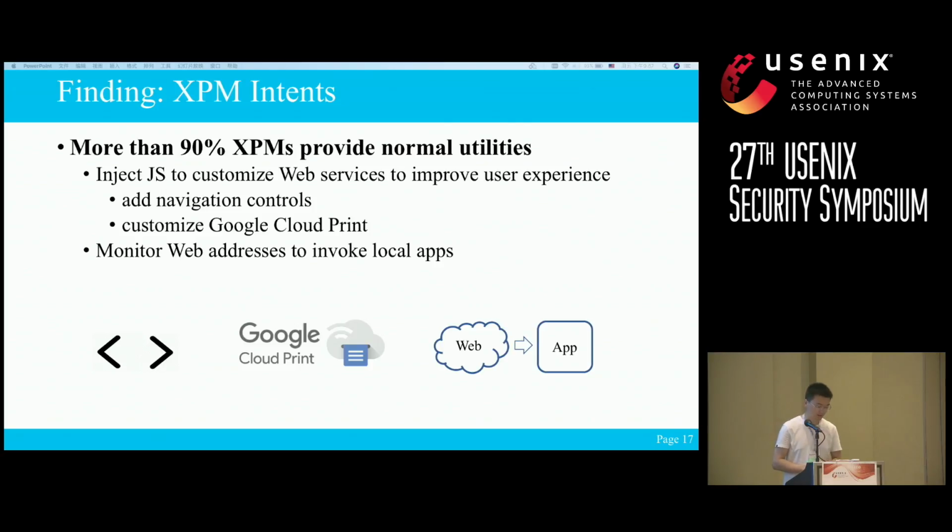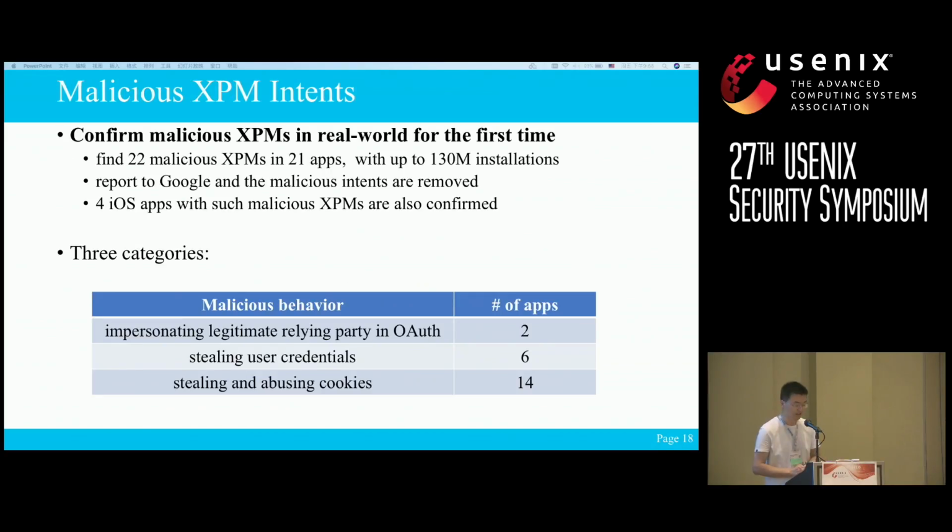Examples are that they may add navigation controls to the web view, because we know that the web views in Android and iOS do not have navigation controls. They cannot have the user interface of going back and going forward. So some apps just inject JavaScript to add these functions. Or we find that many apps use JavaScript to customize Google Cloud Print to reduce certain procedures, so as to improve user experience. And also there are some apps that monitor the web addresses to invoke local apps according to the corresponding web pages.